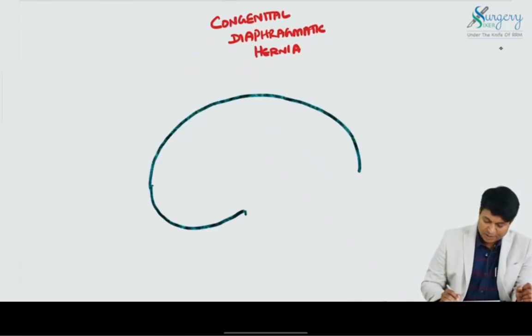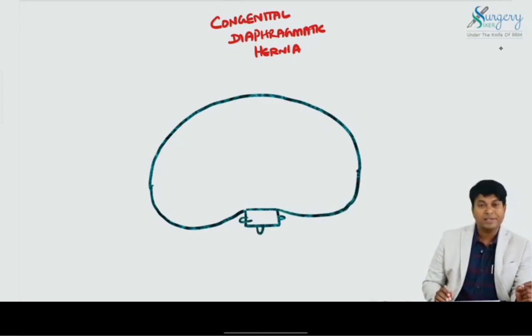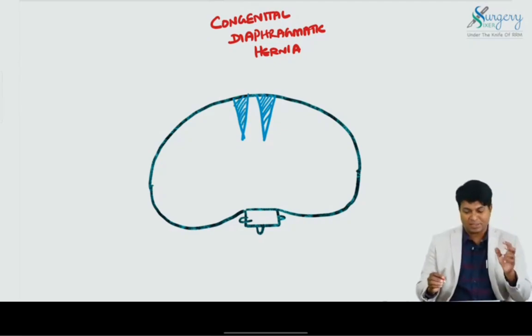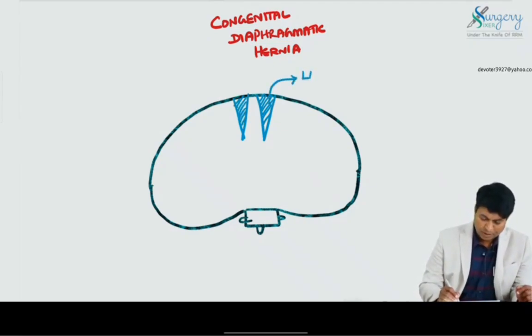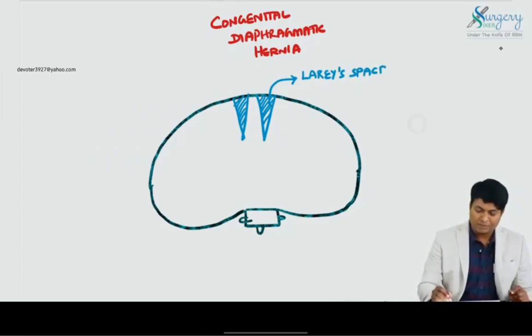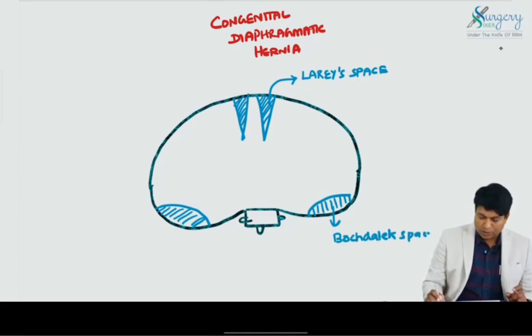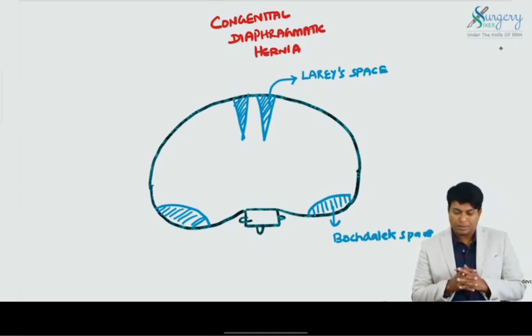So this is the diaphragm, this is the vertebra, and this is the posterior surface. There are 2 important defects you should know. Anteromedially, in children, we can have a congenital defect known as Larrey's space. Similarly, posterolaterally we have the congenital defect known as Bochdalek space. So there are 2 spaces congenitally seen in newborn babies.